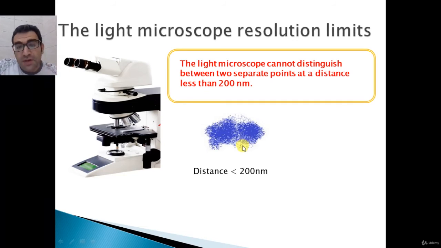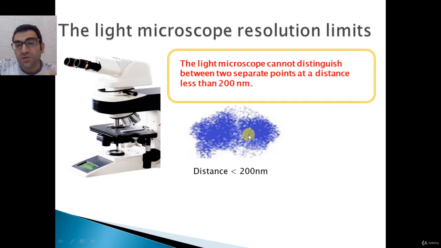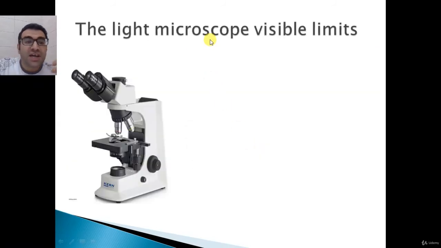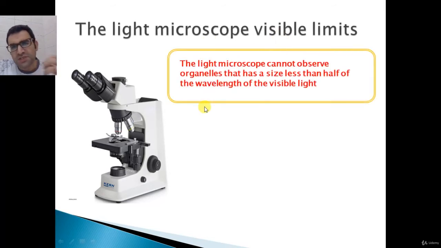The light microscope has another limitation. Even if you magnify the picture, you cannot improve the resolution. The light microscope has another limitation, which is the visible limitation. What does this mean? This means that the light microscope cannot observe organelles.